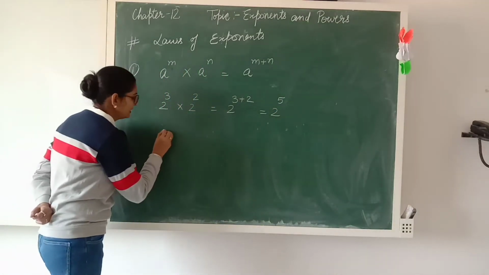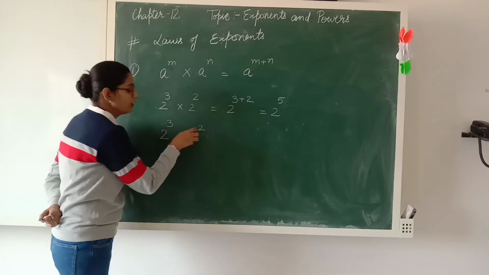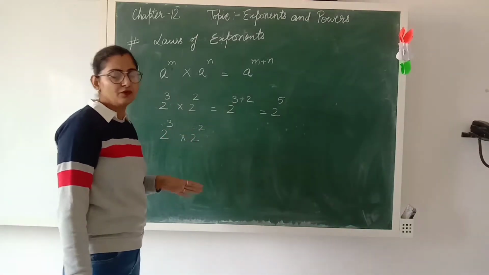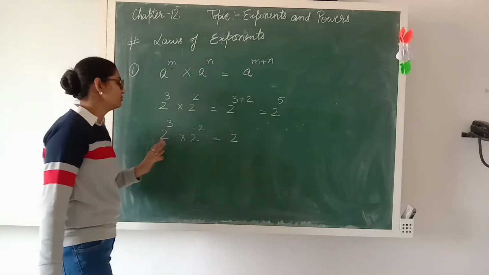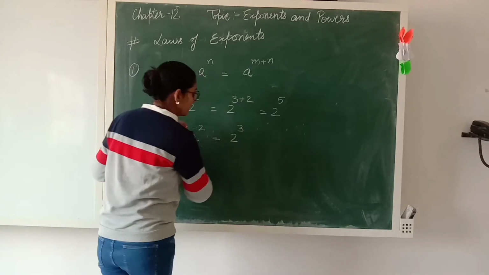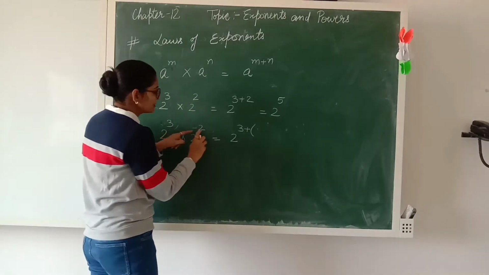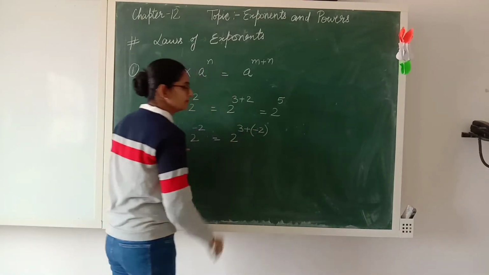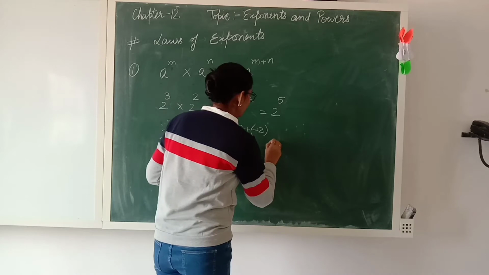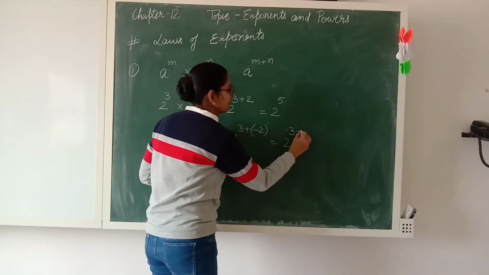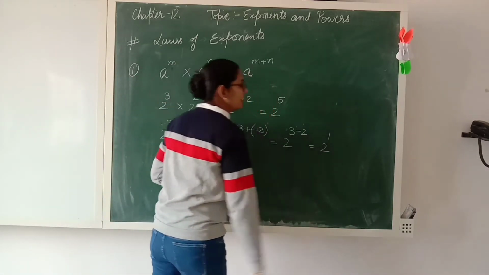Okay. Take another example. If you have 2 raised to the power 3 and 2 raised to the power minus 2, now the exponent is negative. So what do we have to do? We have to just add. So base is the same, 2, and we write 3 as it is, and then we add minus 2. Now 3 plus minus 2, plus minus is minus. So 3 minus 2 is equal to 1. So 2 raised to the power 1 is here.